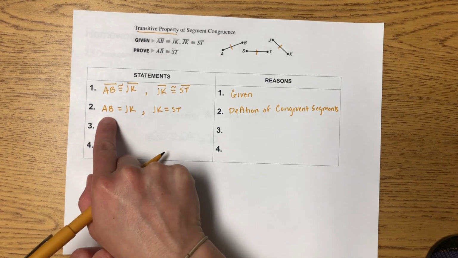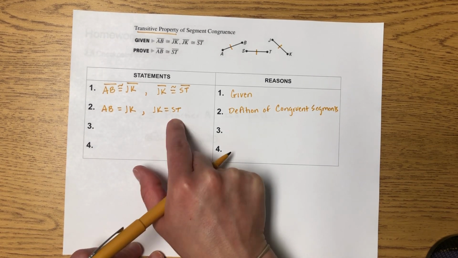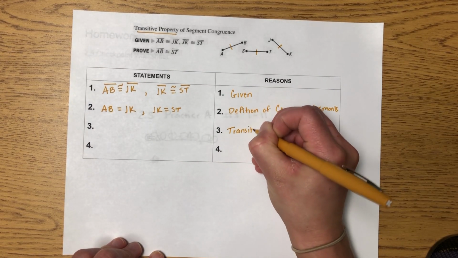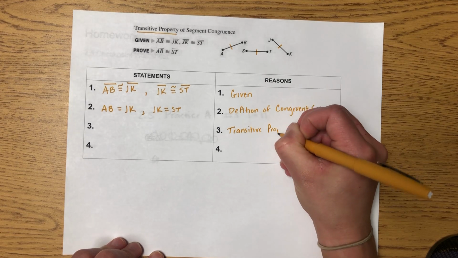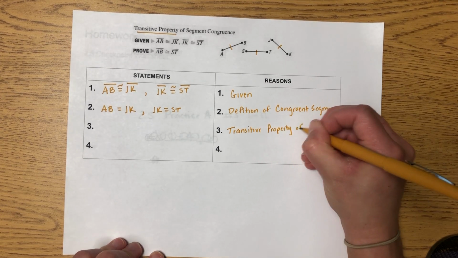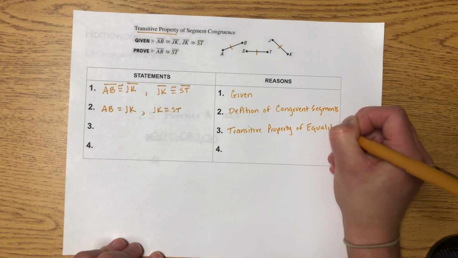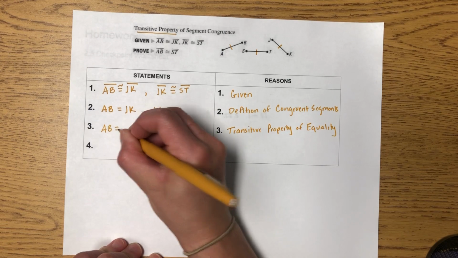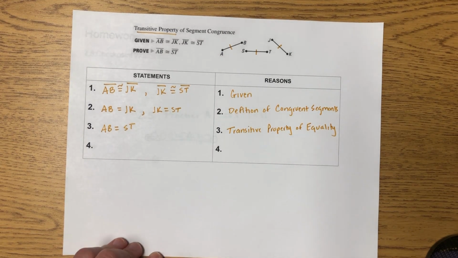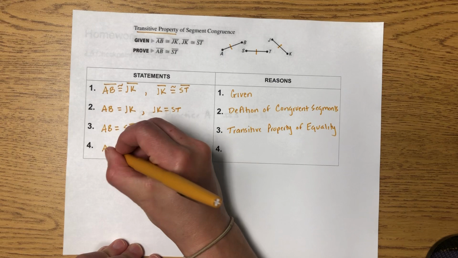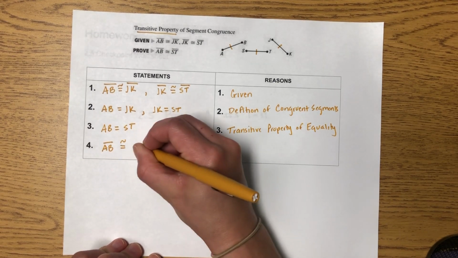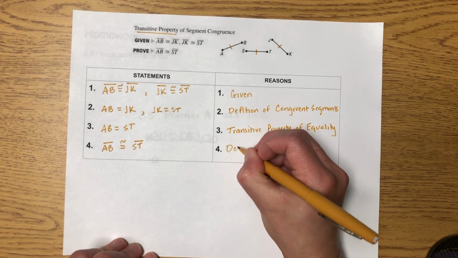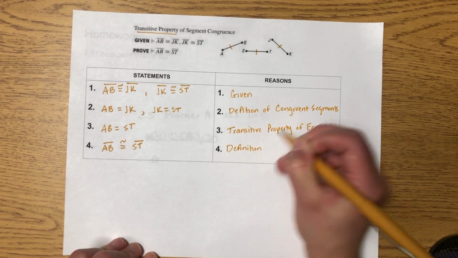And because AB equals JK and JK equals ST, we know through the transitive property, if you were to finish that statement, which we have been doing, then AB must equal ST. And if AB equals ST, then the line segment AB must be congruent with the line segment ST. And that's also going to be using our definition of congruent segments.